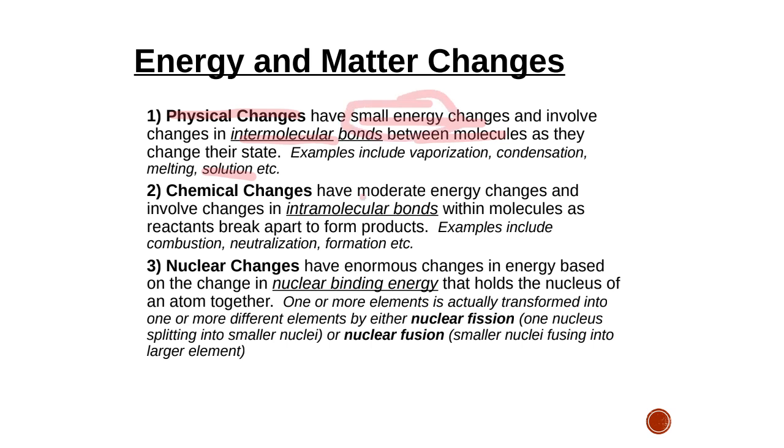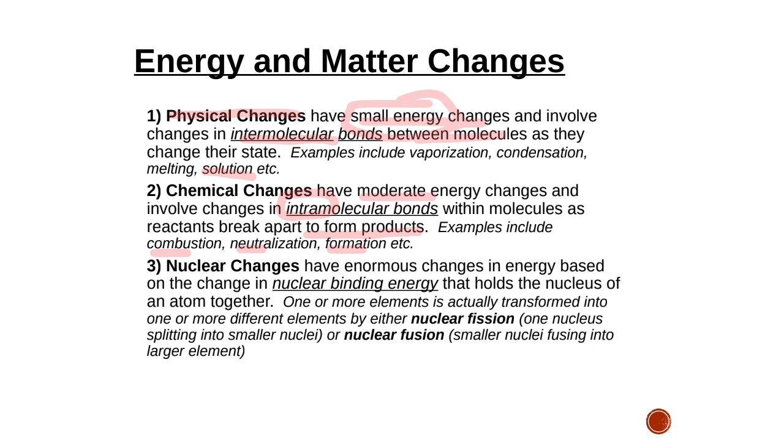Chemical changes have medium or moderate energy changes. And this is when we now have changes of intramolecular bonds. So this is when we're actually breaking bonds between elements and creating new products, new substances as a result. So this is when we have a combustion reaction or a neutralization reaction or a formation or synthesis reaction. These are the types of reactions you've normally studied in chemistry.